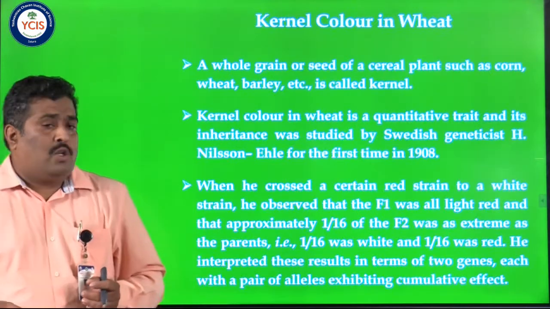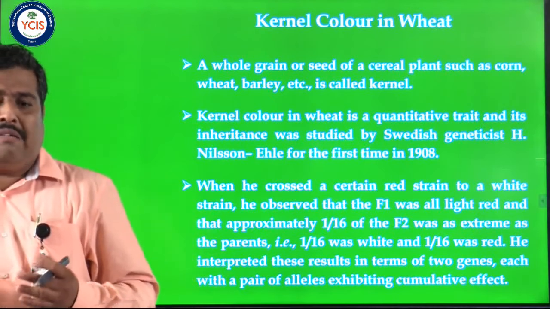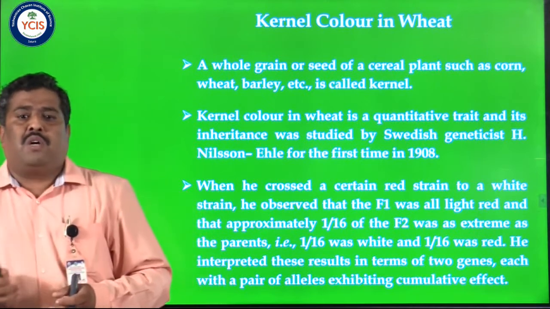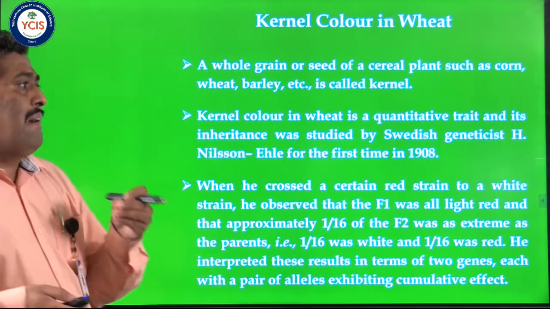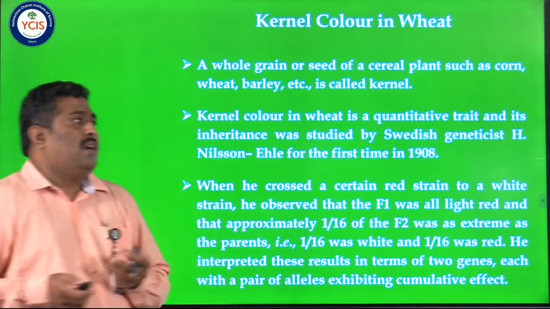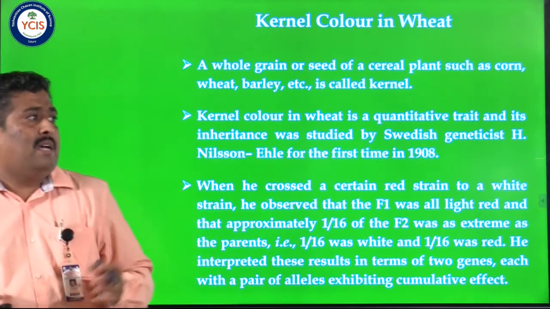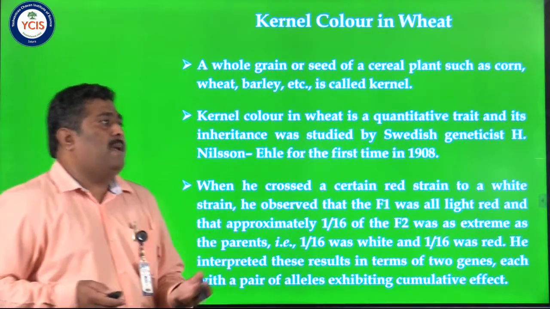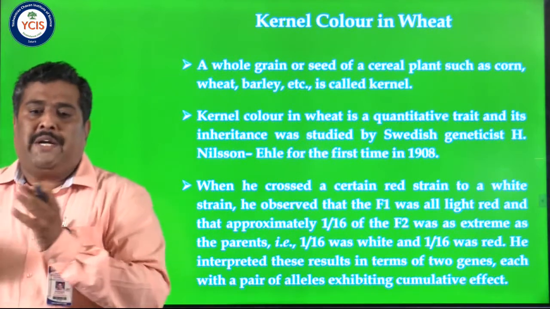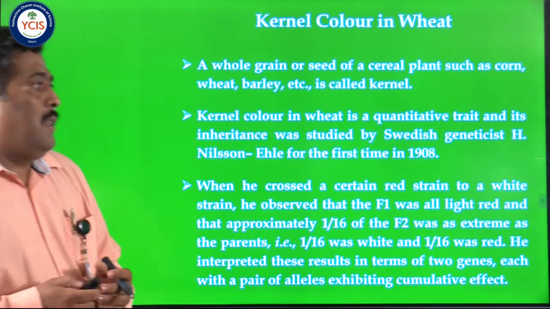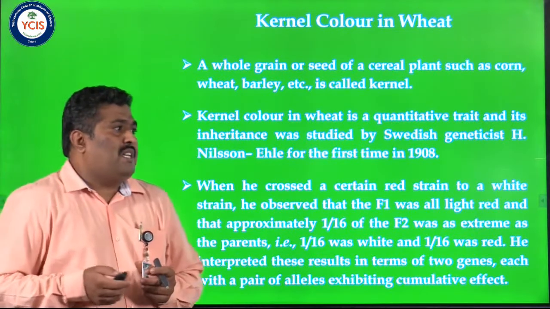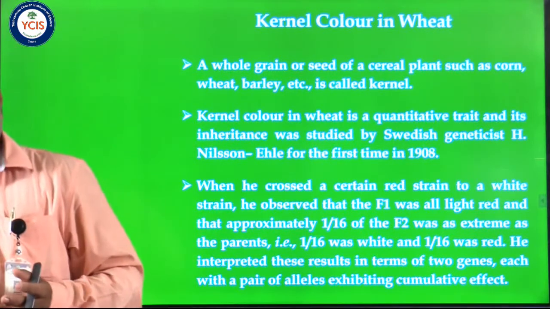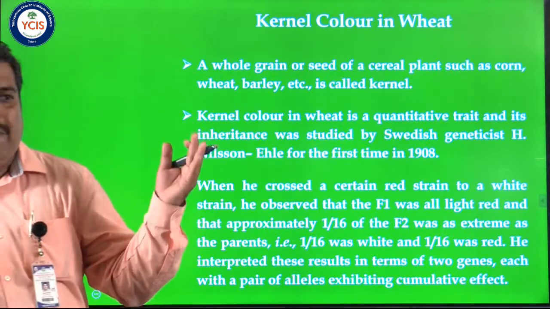Okay. So the classical example of this quantitative trait is the kernel color in wheat. The kernel is nothing but the grain of a cereal plant. A whole grain or a seed of a cereal plant is known as the kernel. For cereal crops such as corn, wheat, barley, etc., the seeds of those crops are referred to as kernels. So kernel color in wheat is a quantitative trait, carried by the combined effect of many genes.